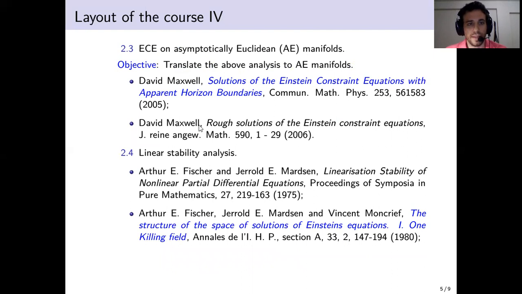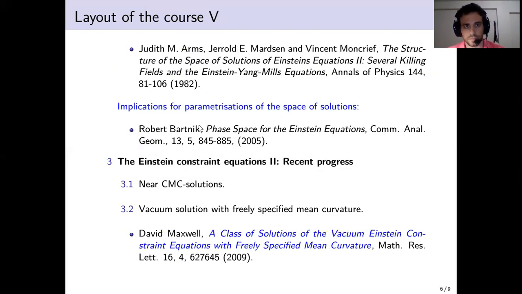We will end this chapter by introducing some linear stability analysis. This is a classical topic, but we still have ongoing research in this area up to this date. And this is also related to the possibility of giving a manifold structure to the space of solutions of the constraint equations. This will be detailed in the written version and commented on also during our video lectures.